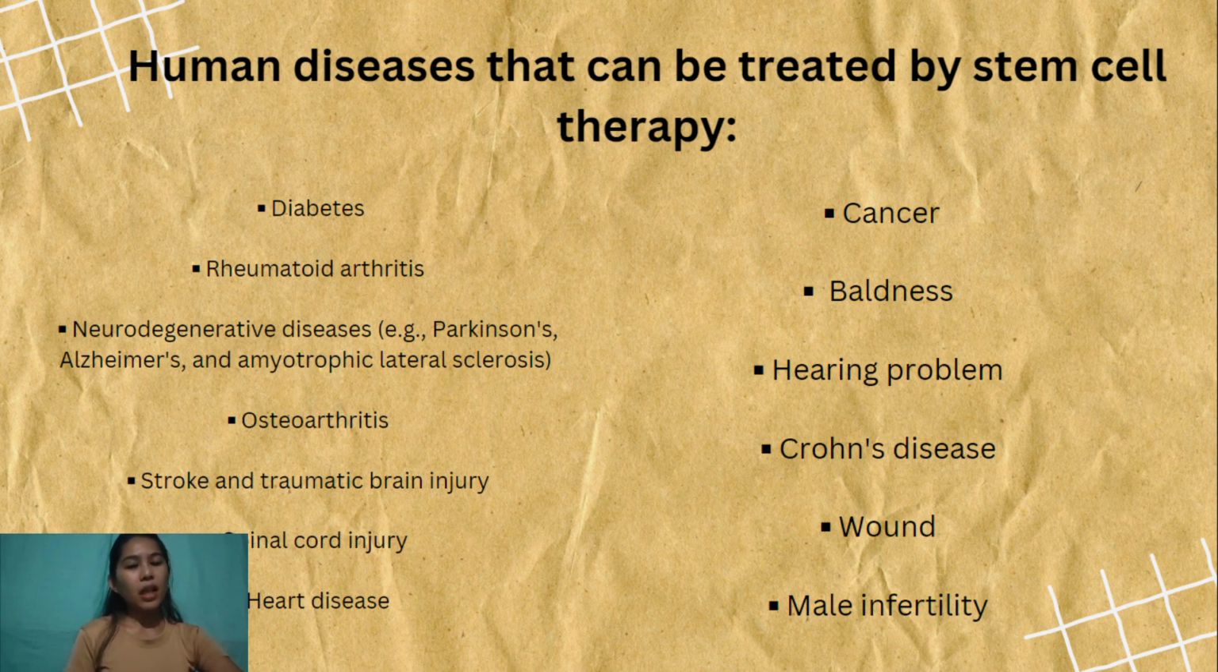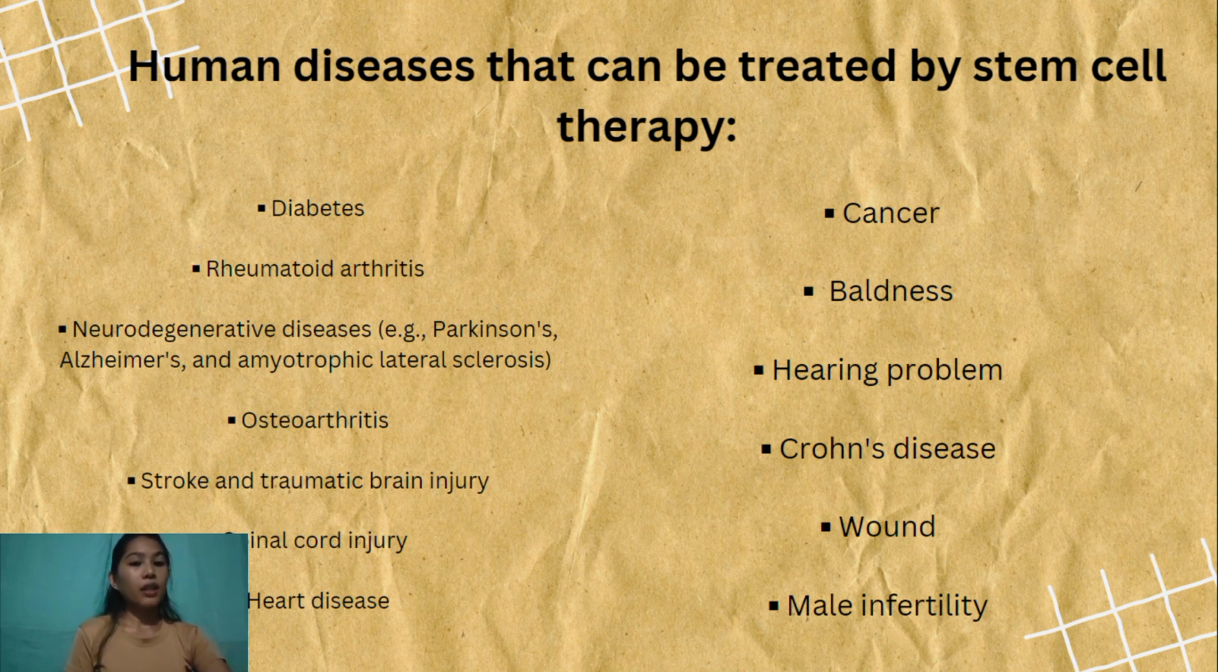Stem cells can help repair brain damage caused by a stroke or injury. It has the potential of improving recovery and brain function. Next, we have here the spinal cord injury. Stem cells may help restore movement and feeling in people who have spinal cord injuries.